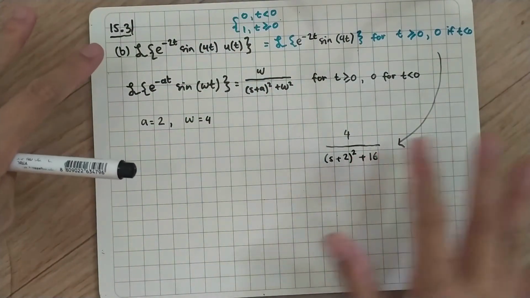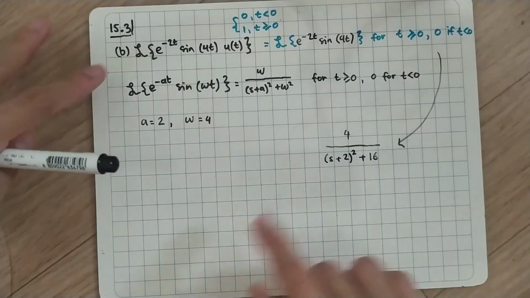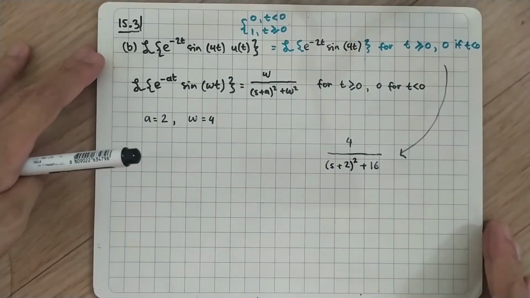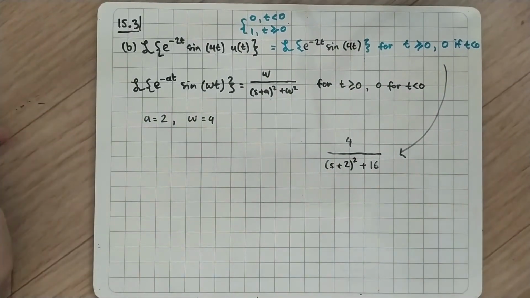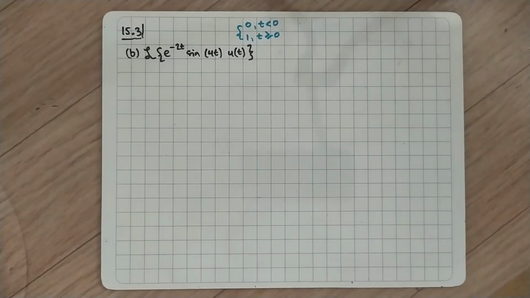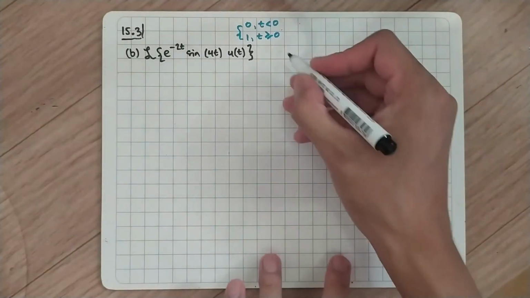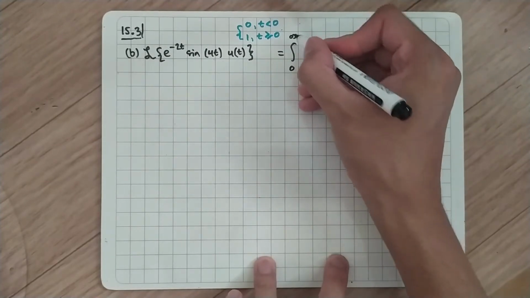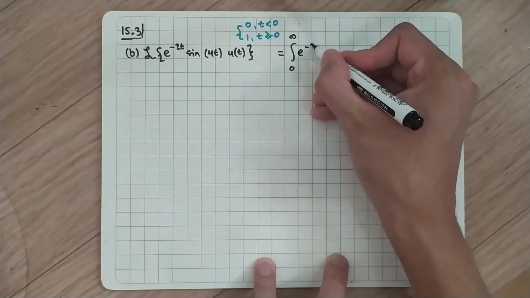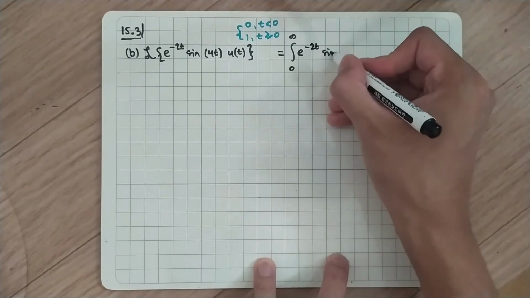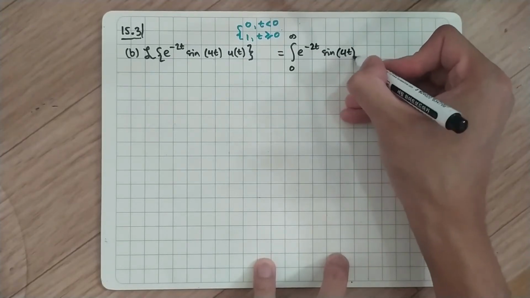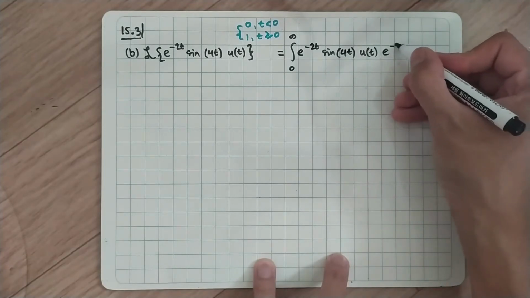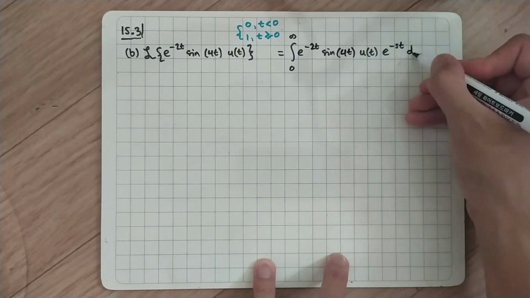But if we don't have access to a Laplace transform table, okay, let's prove that this will equal to this using manual calculation. Okay, let's erase this. By using the definition of Laplace transform, this function is equal to the integral from 0 to infinity of e to the minus 2t sine 4t u(t) multiplied by e to the minus st dt.